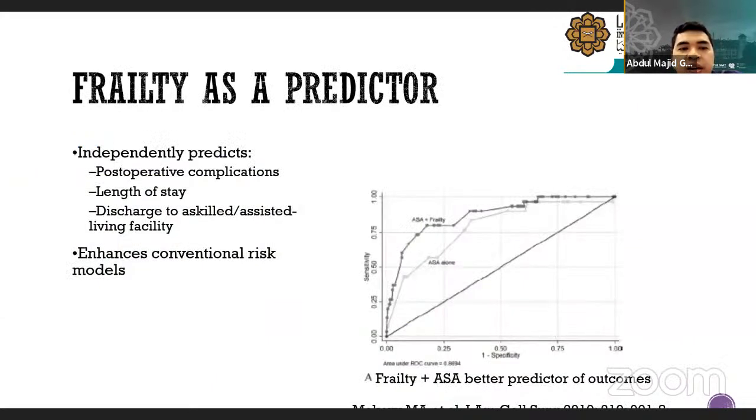So frailty actually is very important because, independently, it predicts post-operative complications, length of stay, and discharge to skilled or assisted living facilities in patients who have frailty. And it also enhances the conventional risk model, whereby if it is combined with the ASA, it is a better predictor of outcome for elderly patients.